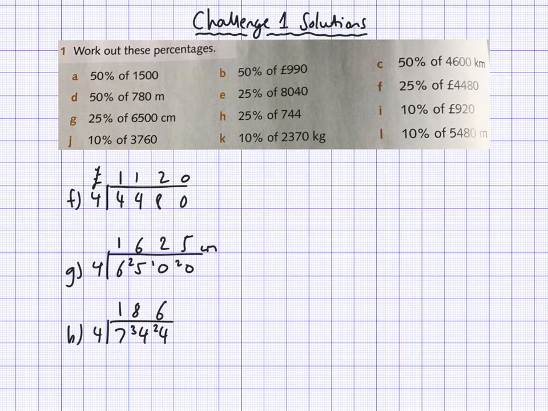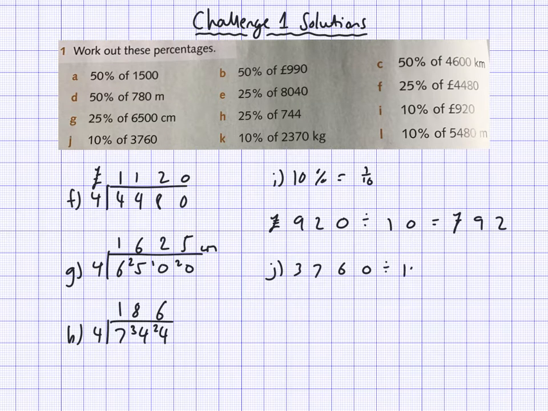I, 10% of 920 pounds. Well, we know that 10% equals 1/10, and we know that to divide something by 10 we don't need to write out a dividing sum. We know that you move the numbers all down one house, which means that is 92 pounds. J, 10% of 3,760. So now I'm finding a tenth, I'm dividing it by 10, and that gives me 376.